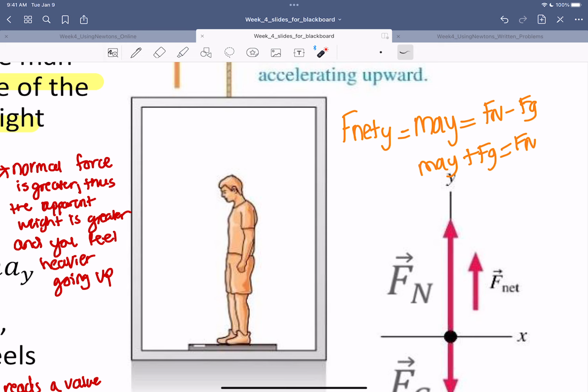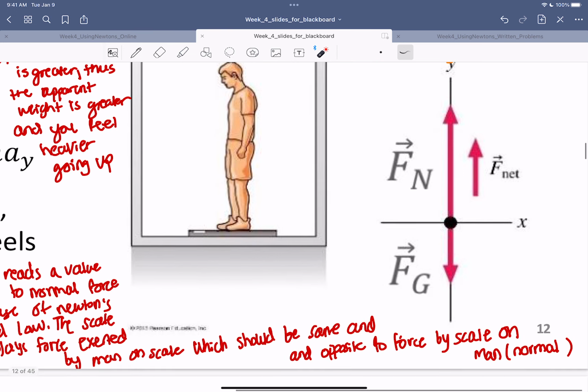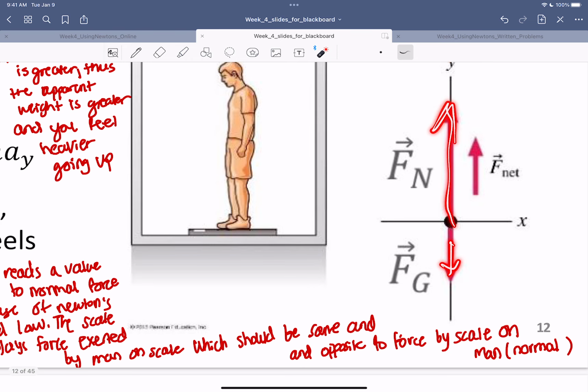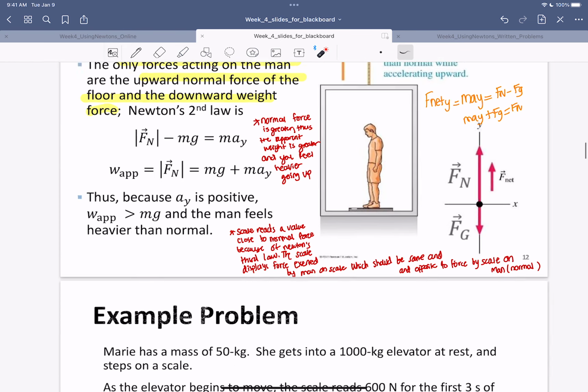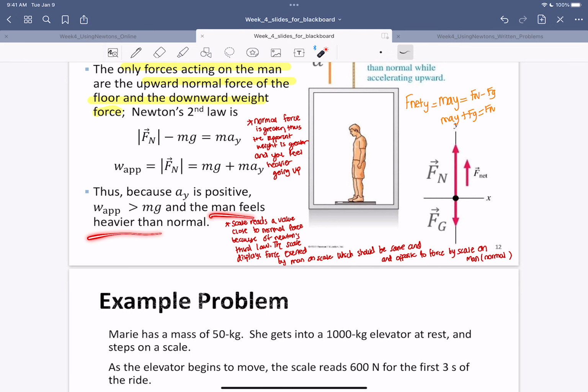So just think about the whole elevator idea when you're thinking about the apparent weight. So apparently I feel heavier when I go up in an elevator, right? Because there's that net force that's positive, and if I add over the force of gravity, that force of gravity plus that net force is going to give me my normal force. So that indicates that my normal force is a lot greater than my force of gravity, or at least apparently it seems that way. That's why we call it apparent weight. So the man feels heavier than normal.